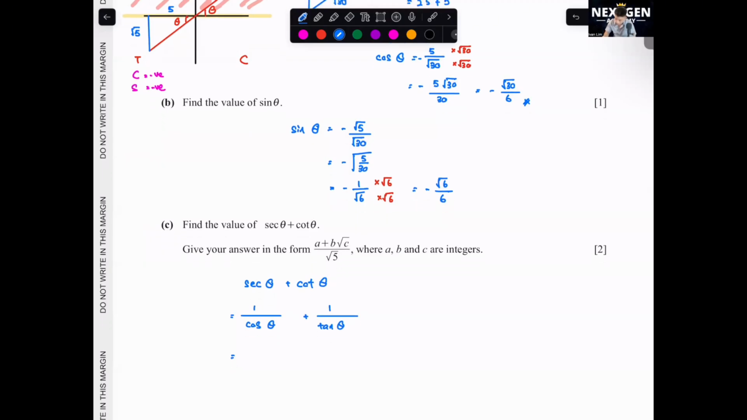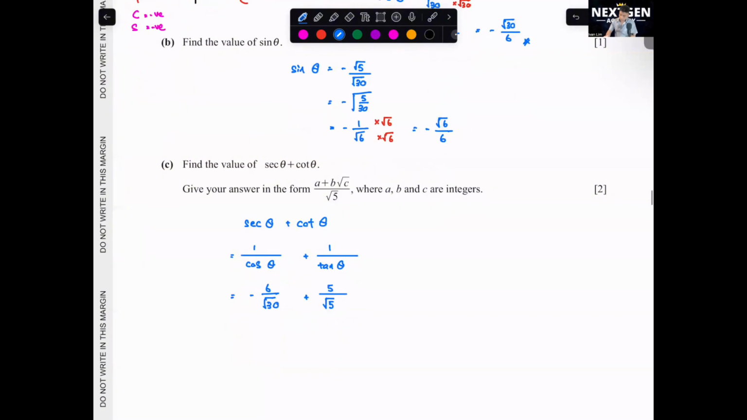Cos is negative root 30 over 6, so we can inverse it. This will be negative 6 over root 30. Tangent, going back to the question, is root 5 over 5, so now it becomes 5 over root 5. We inverse both of them. We only want the bottom to have root 5.